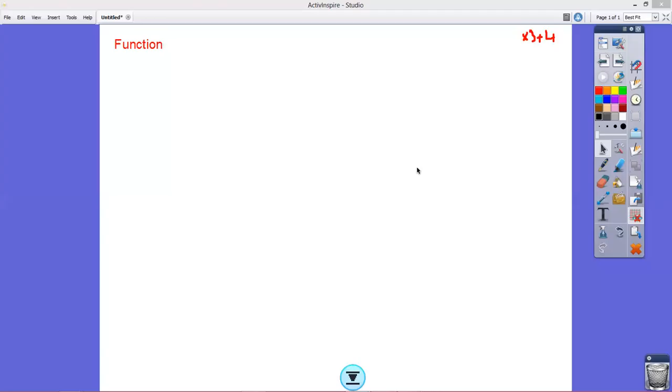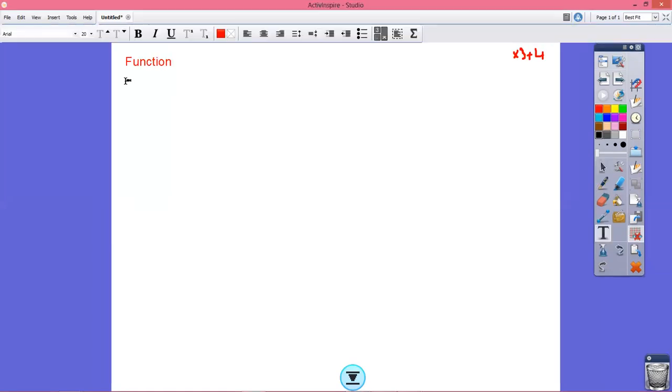Let's start our lesson. Today we are going to study function. We studied it before. It will be like review. Let's go. First, let's remember the function machine.